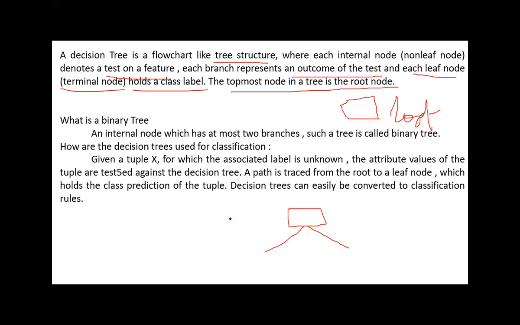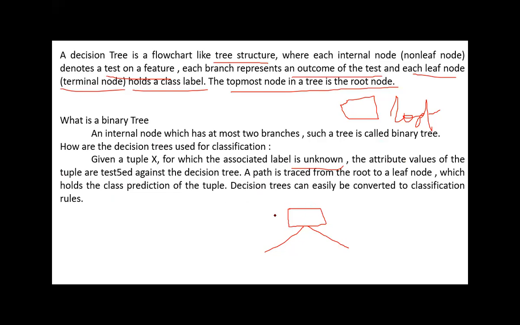Now, given a tuple X for which the associated label is unknown, we can easily see what exact prediction will be given. The attribute values of the tuple are tested against the decision tree. A path is traced from the root to a leaf node, which holds the class prediction of the tree.